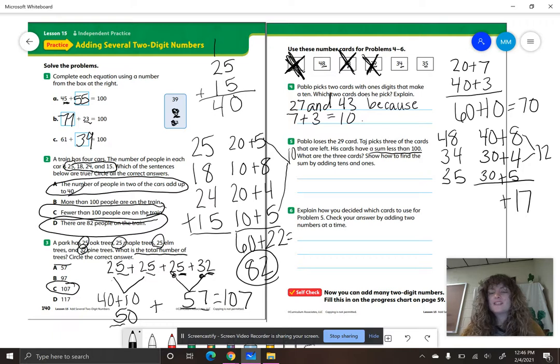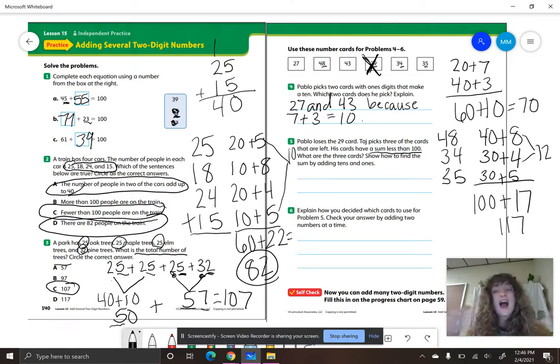So we have 4 tens plus 3 tens is 7, and 7 plus 3 is 10. So 100 plus 17 equals 117. Did that work? No? So we're going to have to go back and look at some of the other options that we have.